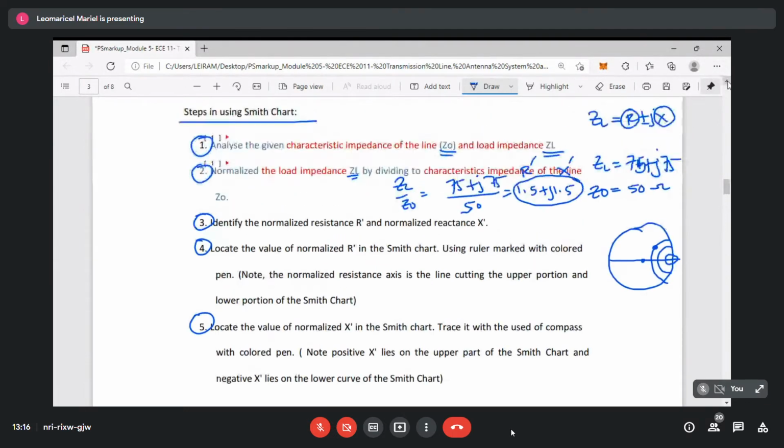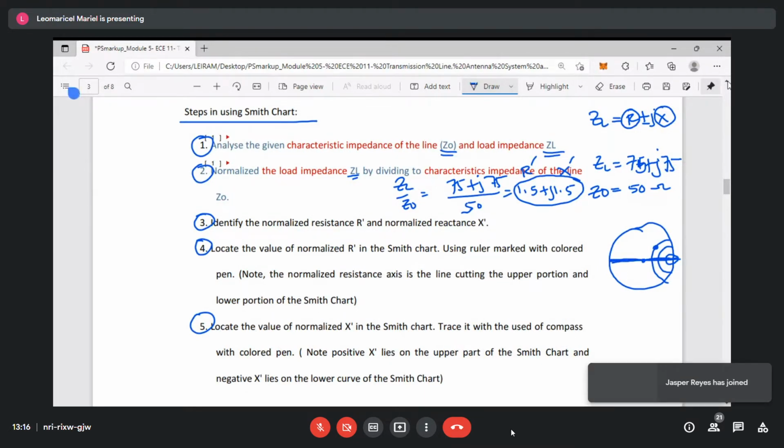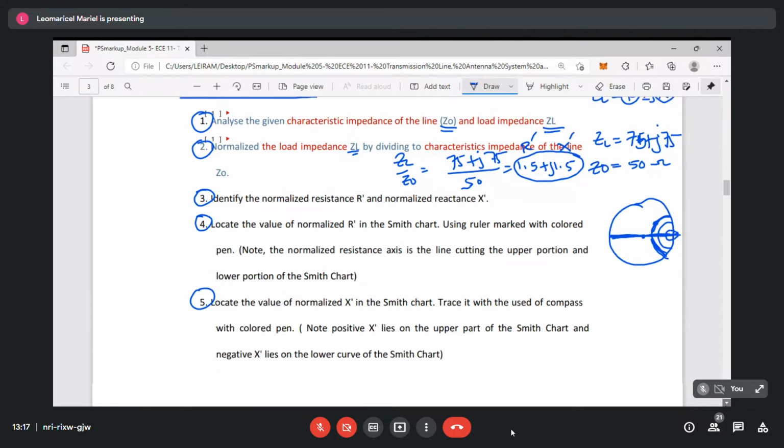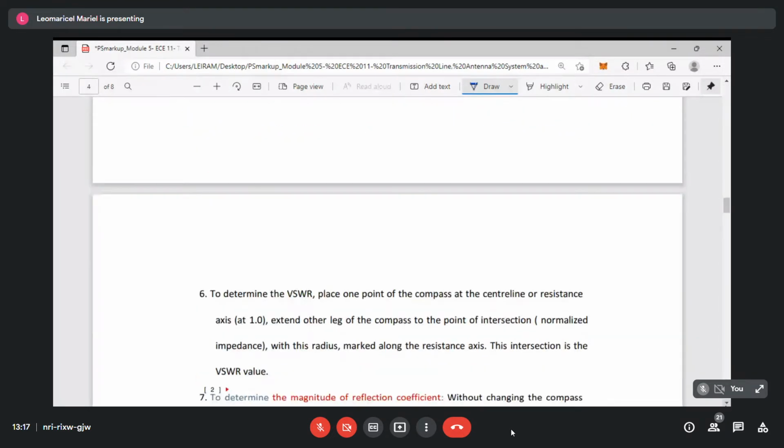So, ito yung aking positive R. Ito yung positive R. Ito yung negative R. Okay? Negative R prime. Then, ito yung positive X prime. Andito naman yung negative X prime. Yung pinaka-graph na yon. Okay? Kaya kailangan natin ng colored pen for you to identify the position.